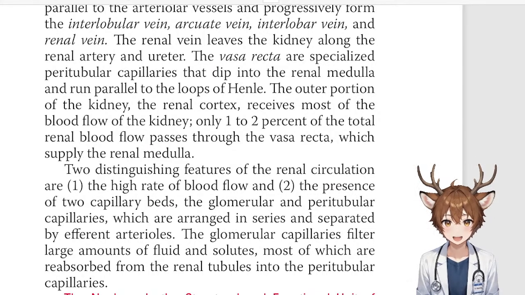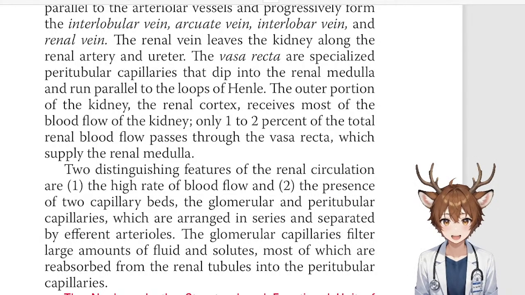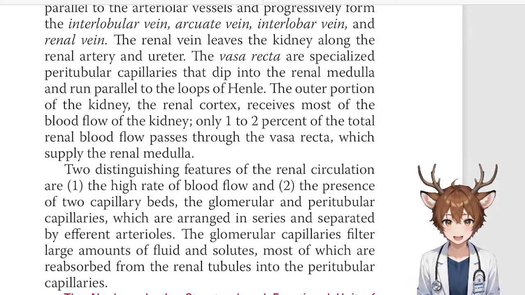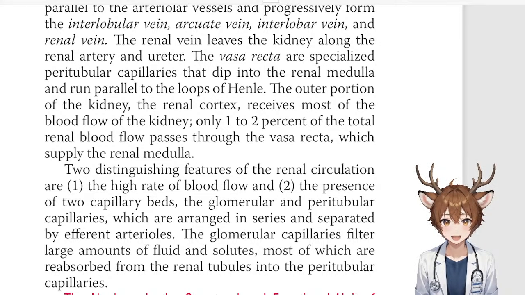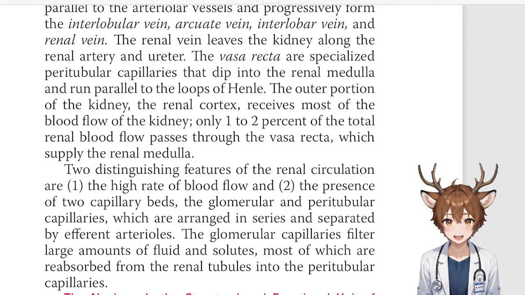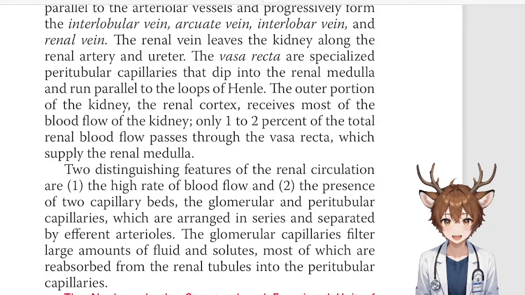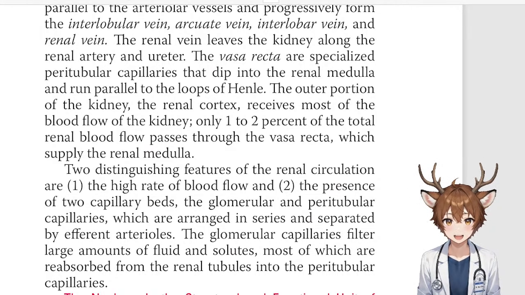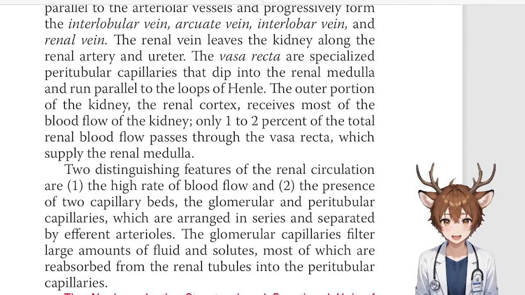Two distinguishing features of the renal circulation are 1, the high rate of blood flow, and 2, the presence of two capillary beds, the glomerular and the peritubular capillaries, which are arranged in series and separated by efferent arterioles. The glomerular capillaries filter large amounts of fluid and solutes, most of which are reabsorbed from the renal tubules into the peritubular capillaries.